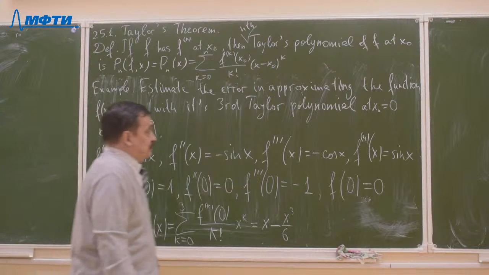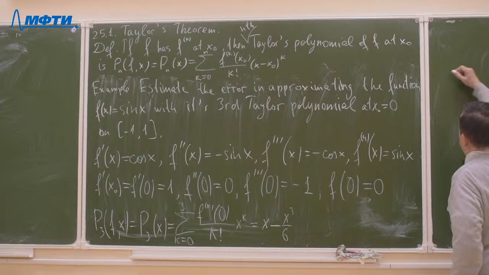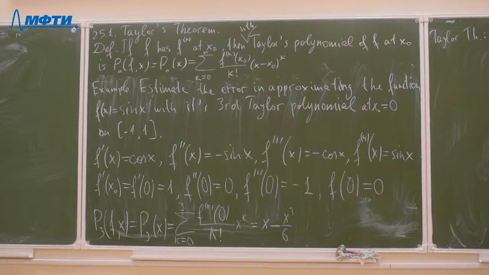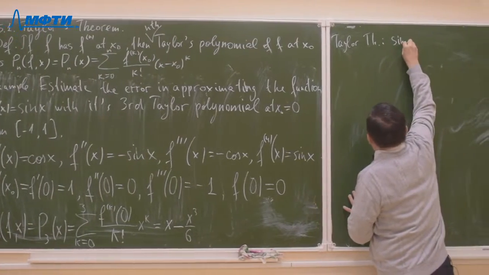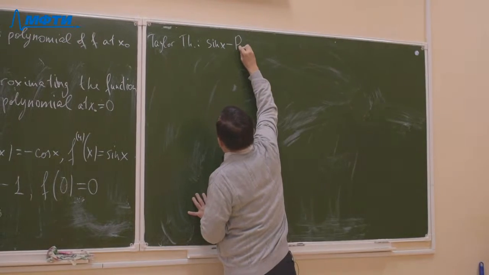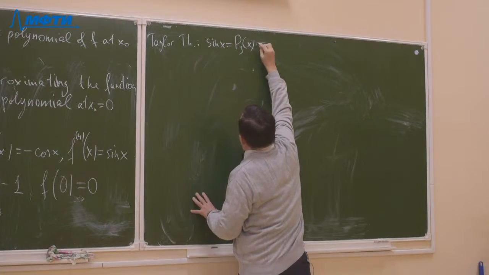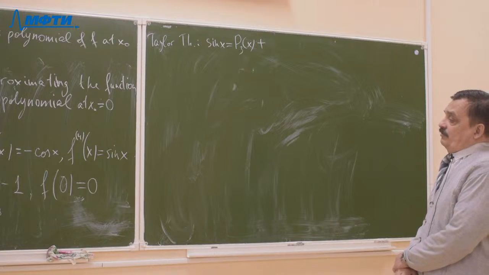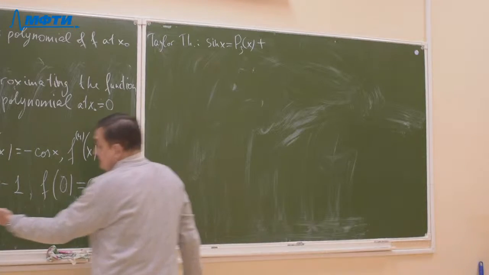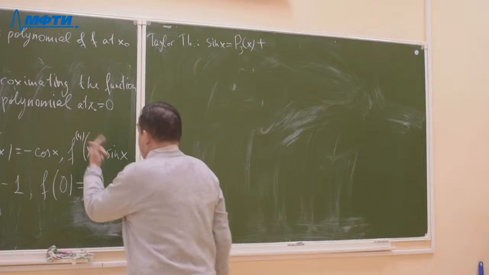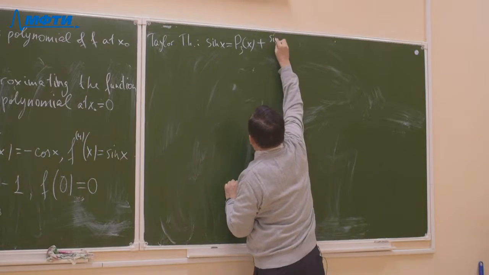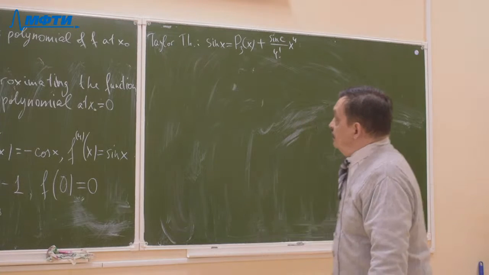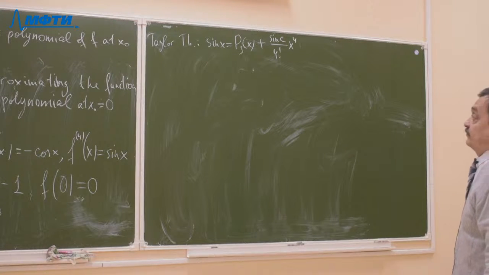Now we can apply Taylor theorem. Taylor theorem says that the function sine x equals Taylor polynomial P3 of x plus the next term, n plus 1 is 4, fourth derivative at c, so sine c over 4 factorial times x to the power 4. That is the conclusion from Taylor theorem.